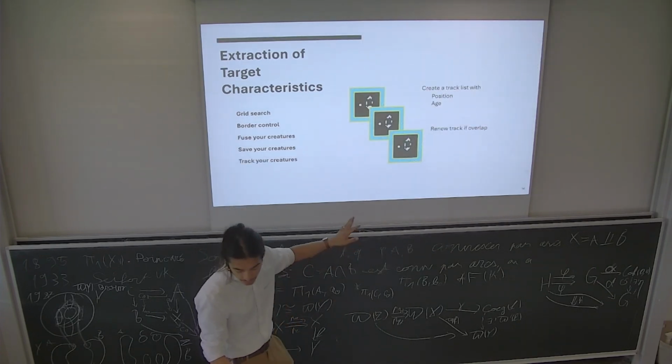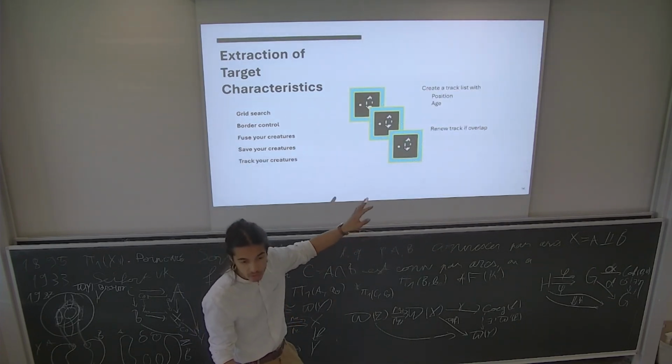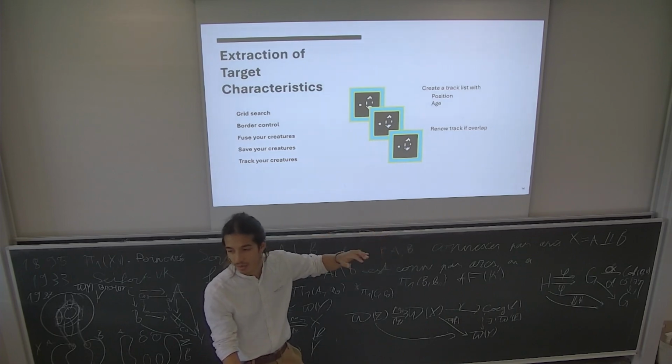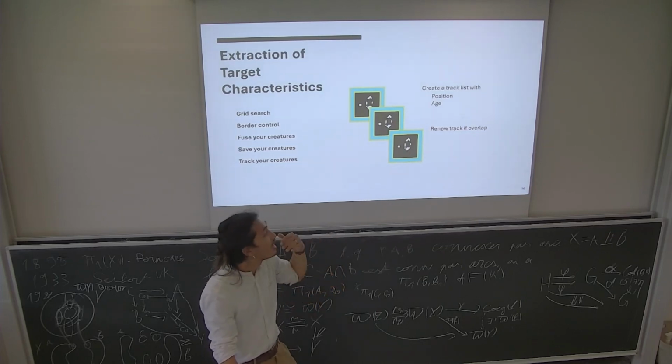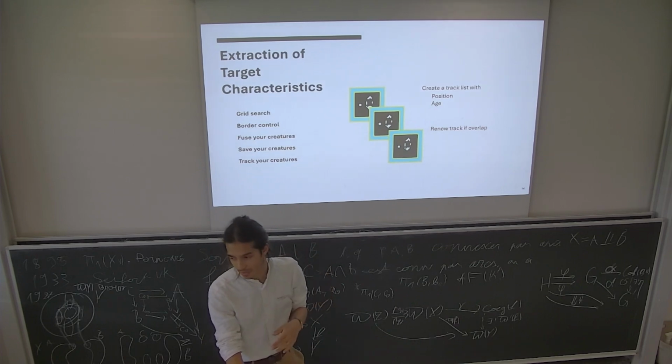So again, after that I track them also, so that I don't lose track of them. So I know which creature is where. I track them in time, and I take the overlap of each track to renew them. So also take into account how long a creature survives.